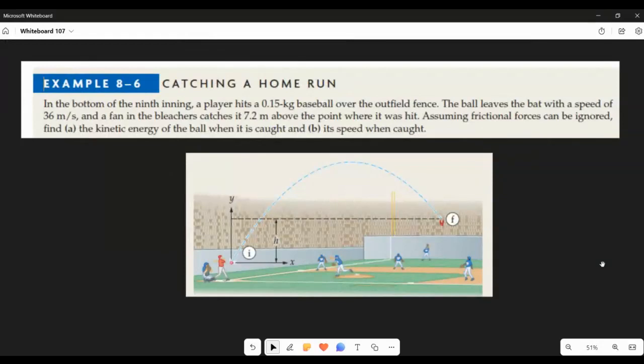So in the bottom of the ninth inning, a player hits a 0.15 kg baseball, cricket ball, over the outfield fence. The ball leaves the bat with a speed of 36 meters per second, and a fan in the bleachers, I'm assuming that's where they're sitting, catches it at 7.2 meters above the point where it was hit. Assuming frictional force can be ignored again, the non-conservative part is ignored. Find the kinetic energy of the ball when it's caught. So that's at point F. And I also want the speed when it's caught.